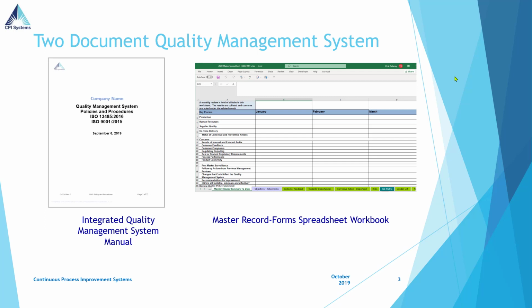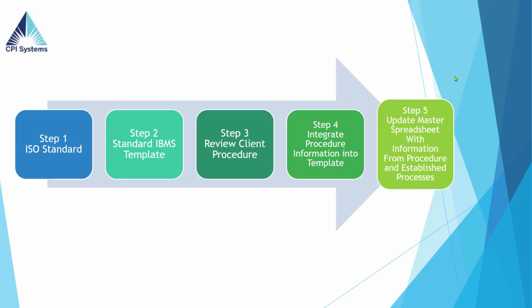The second key document is the Master Record Form Spreadsheet Workbook. That combines all of the required records from management review to internal audits to corrective actions to document list to vendor supplier, all in one document. And the objective is you have immediate visibility and you're not running around looking for documents everywhere. So let's talk about the process.